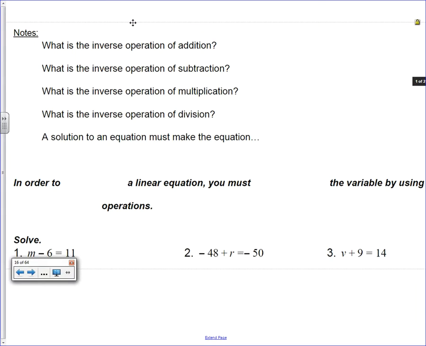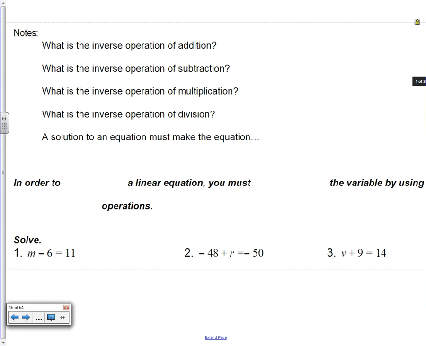So what did we decide our inverse operation of addition was? Did you write down subtraction? How about of subtraction? Addition. How about of multiplication? And of division? Okay, so everybody knows what the opposite operations are, right?